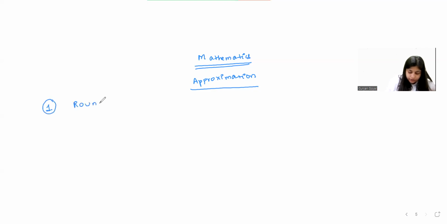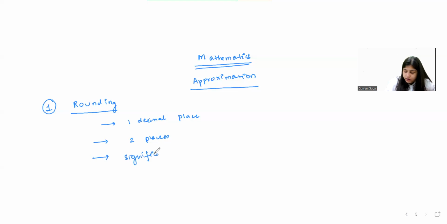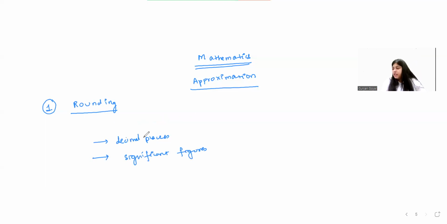Number one, we'll do rounding. What is rounding? Rounding means rounding of the numbers. Okay. The rounding of the numbers to one decimal place, two decimal places, or rounding off to significant figures. So basically rounding off to decimal places and rounding off to significant figures. These are the two things we'll basically do. So let's take an example first.